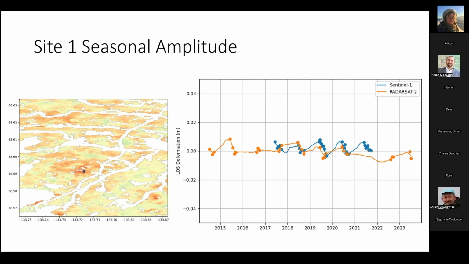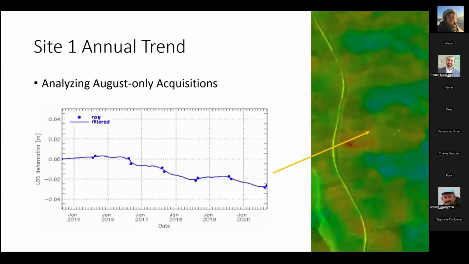And then if you remember back to my inclinometer data, the heave and the amplitude of the heave is about 4 to 8 centimeters. And so this is only capturing that 1 centimeter of subsidence that's happening just between about June to early September. So it's missing a great deal of the signal overall of the permafrost active layer dynamics. And so I've changed the processing a little bit here to only look at the August acquisitions going from year to year.